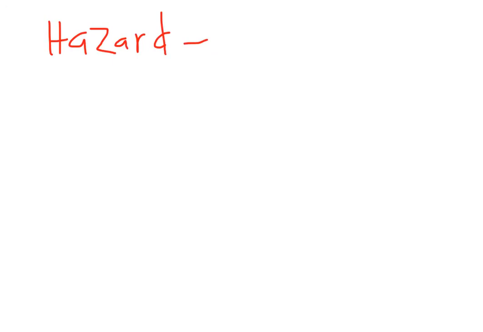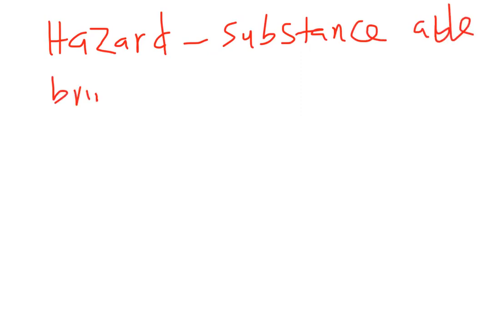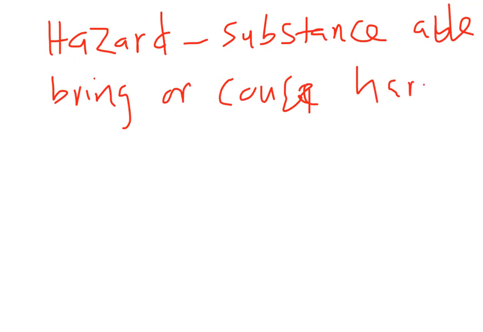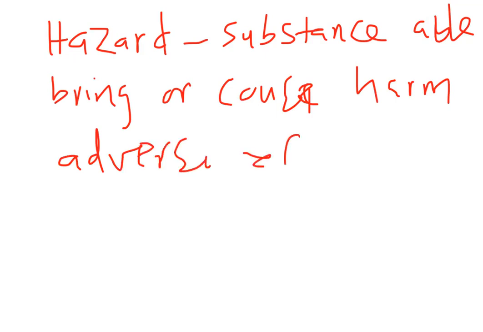Something that is hazardous, what do we mean? So the word hazard talks about a substance that is able to cause damage or adverse effect. In toxicology, we're talking about a substance that is able to bring or is likely to cause harm to the body of a human being, the body of an organism, or is likely to bring an adverse effect. So that is something that we can refer to as a hazard.